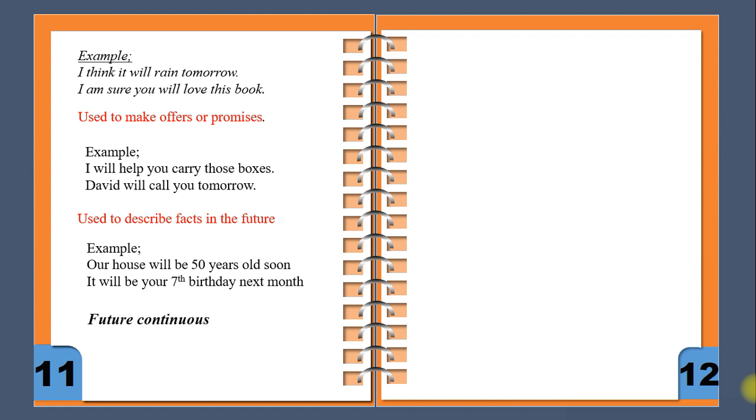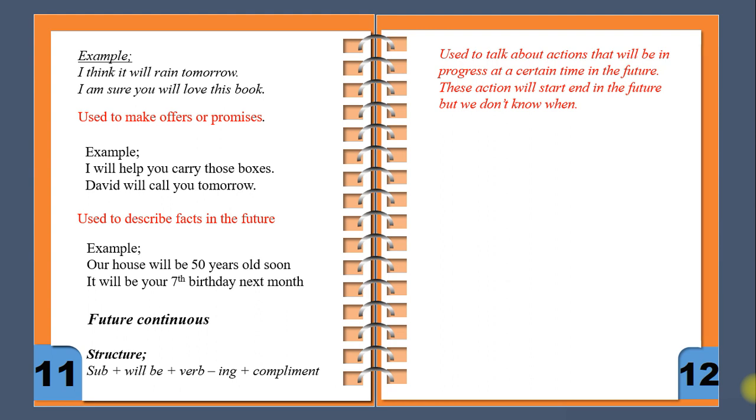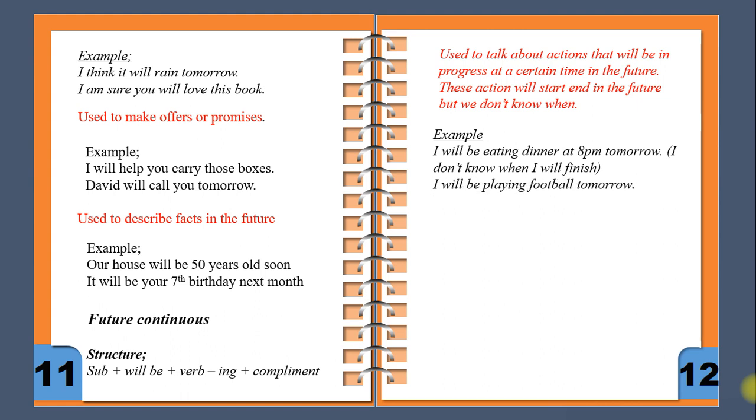The other one is future continuous. Structure: subject plus will be plus verb-ing plus the complement. It is used to talk about actions that will be in progress at a certain time in the future. Those actions will start and end in the future, but we don't know when. For example, I will be eating dinner at 8 p.m. tomorrow. That means I don't know when I will finish. Okay, I don't know the exact time when I will finish. I will be playing football tomorrow.